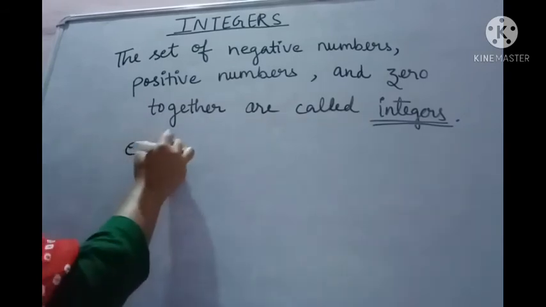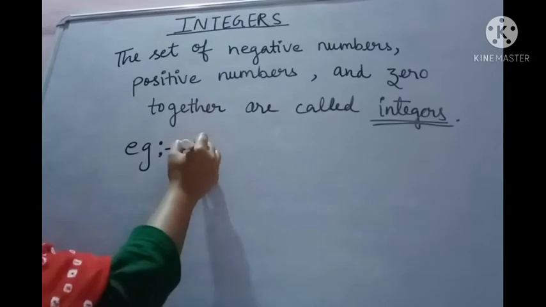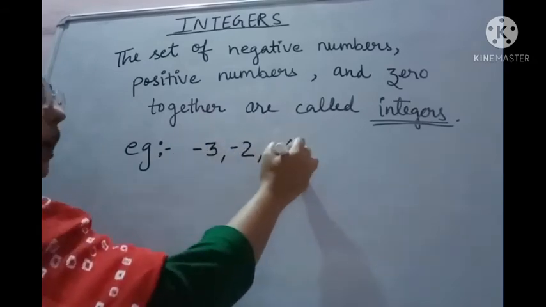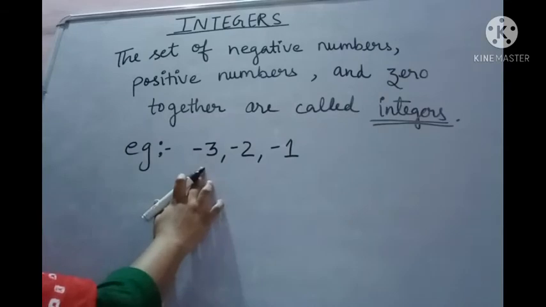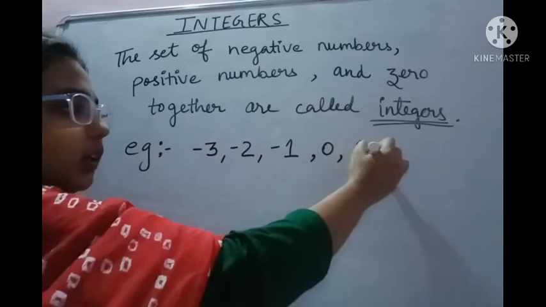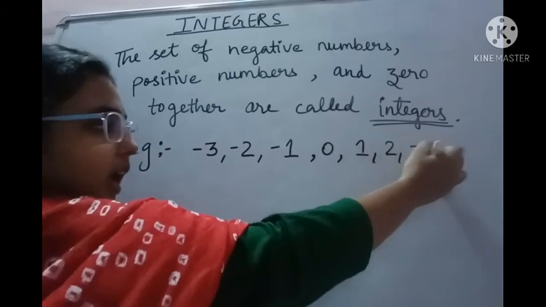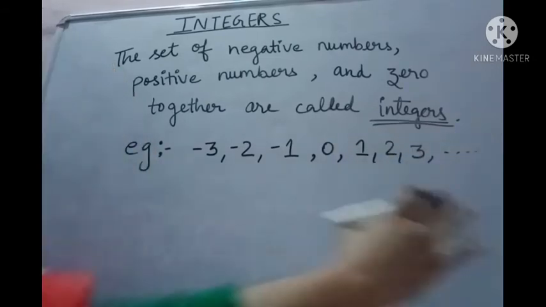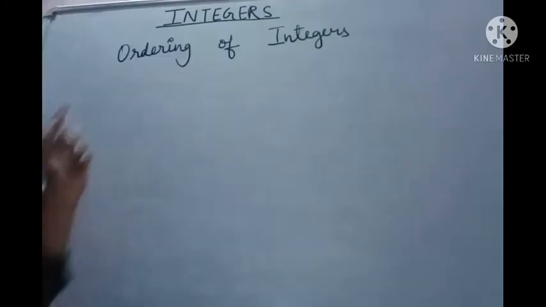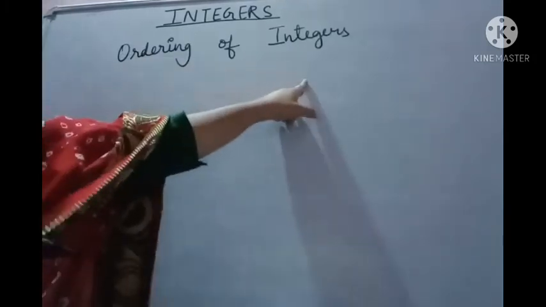Examples we can take are -3, -2, -1, 0, 1, 2, 3 and so on. All these numbers are your integers. Is it clear? Now we will learn ordering of integers.